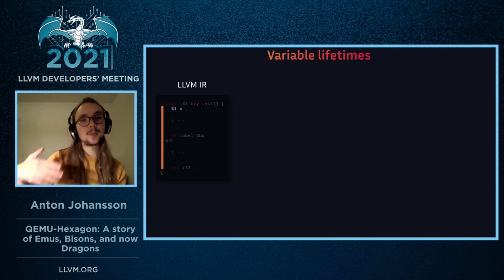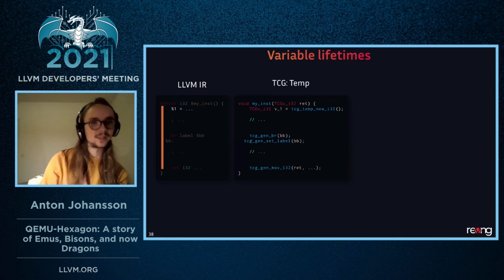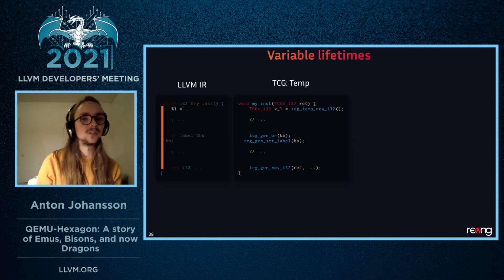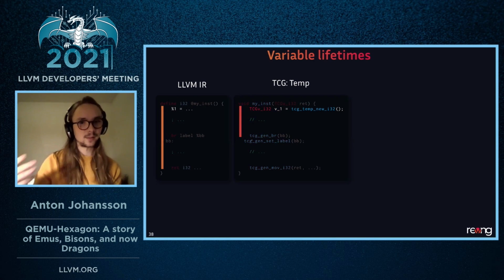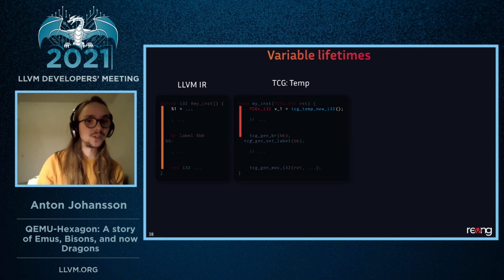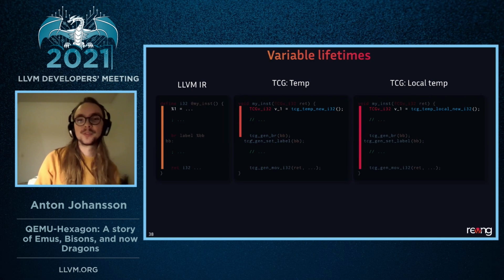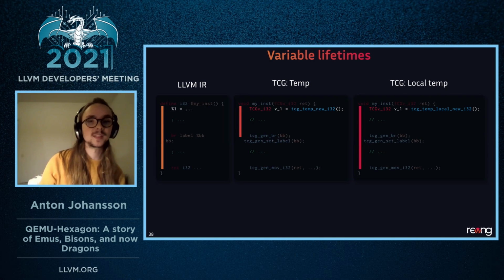So the lifetime of %1 is in this case the entire function, which is indicated by this orange bar. However, in TCG, we can either create a variable as a TCG temp using TCG temp new, and this variable would have the lifetime of a single basic block, so up until the first branching instruction. We could have also created it as a local temporary using TCG temp local, and this variable would have instead had the lifetime of the entire function, so across multiple basic blocks.